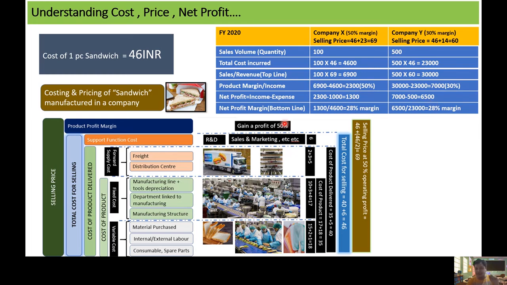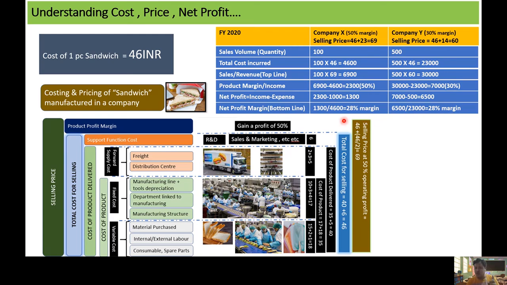Now, the net profit margin, which is also known as the bottom line, is the net profit generated after removing the expenses divided by the total cost. So the profit is built on the cost. So 1300 divided by 4600 is equal to a 28% margin. And for company Y also, the net profit was 6500, so 6500 divided by 23,000 is equal to a 28% margin.